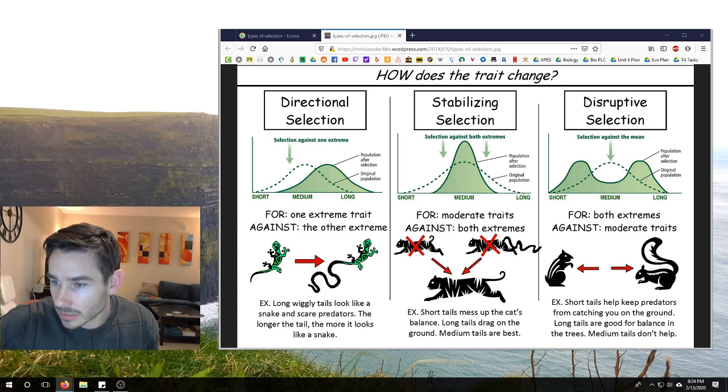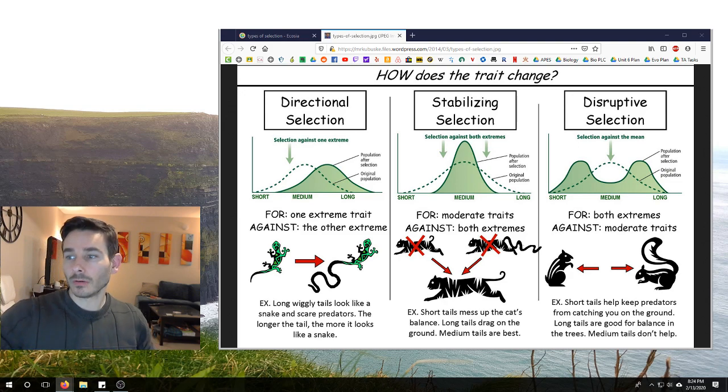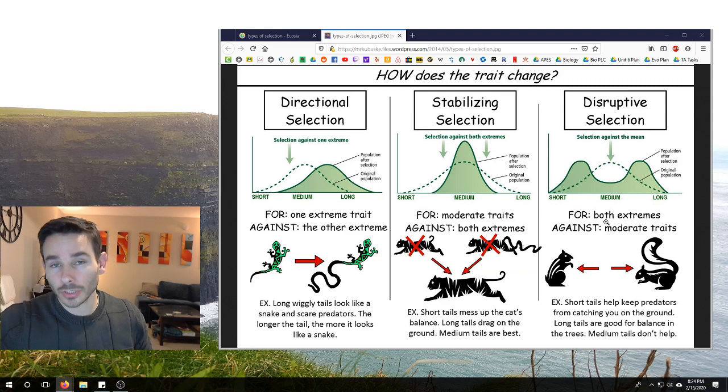Yeah, disruptive is rare. It's hard to imagine certain situations in which you have selection for both extremes. That's a relatively rare situation. Most common is directional and stabilizing. I think it's much easier to imagine situations in which one extreme is at the advantage, or a middle ground is at the advantage. That seems like a more likely scenario. The idea that you could have two extremes both being equally selected for seems almost counterintuitive, right? So it is rare, but it happens. It's possible.